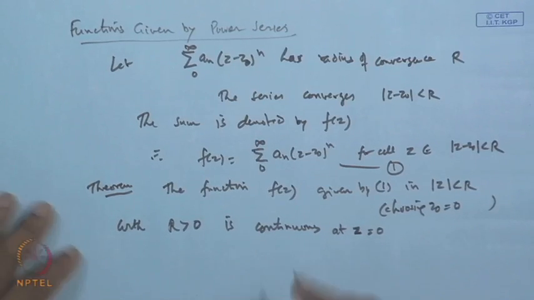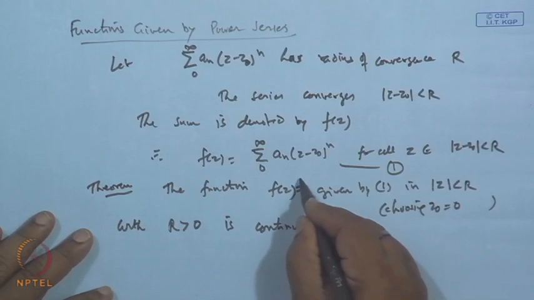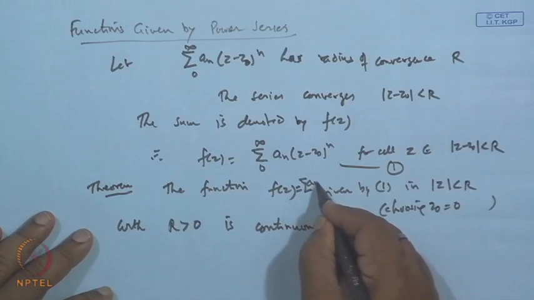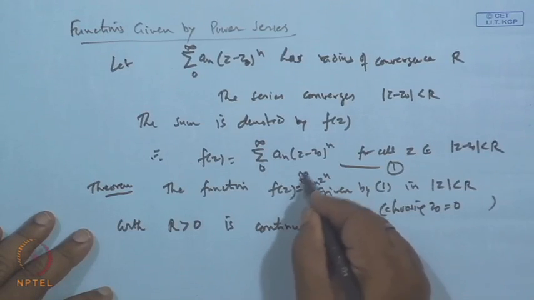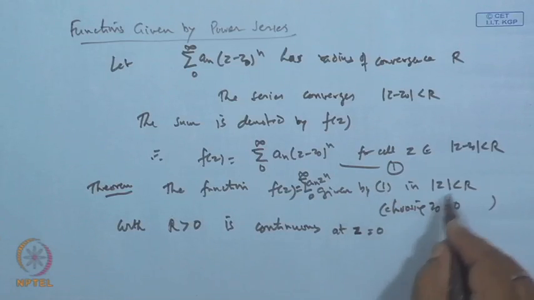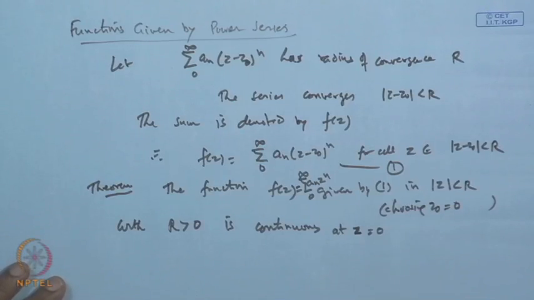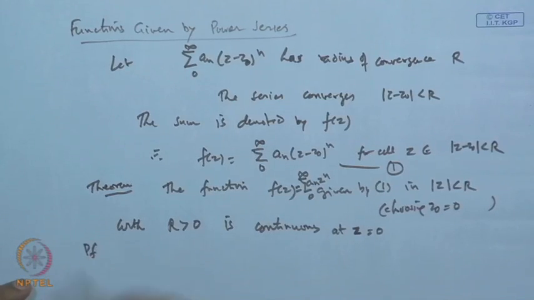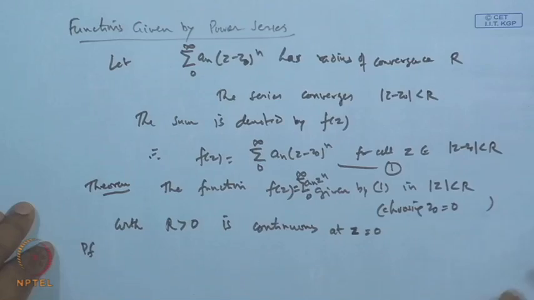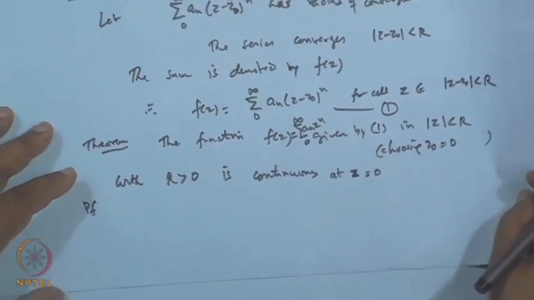It means the function f(z) = sigma a_n z^n, n from 0 to infinity, given for |z| < r, is a continuous function in this disk. Okay, so let us see how this is proved. Once we prove the continuity, then all the things will come easily.